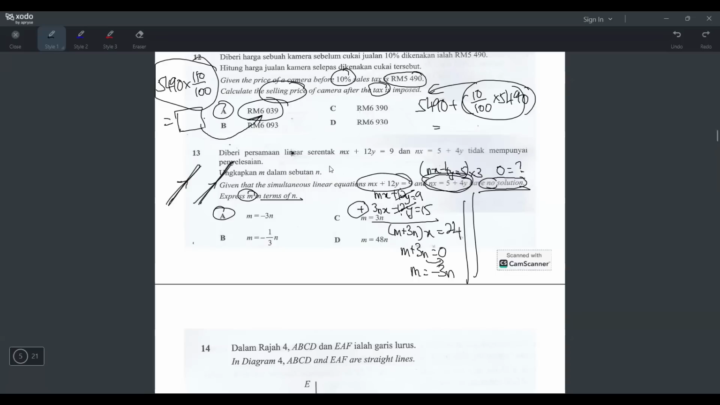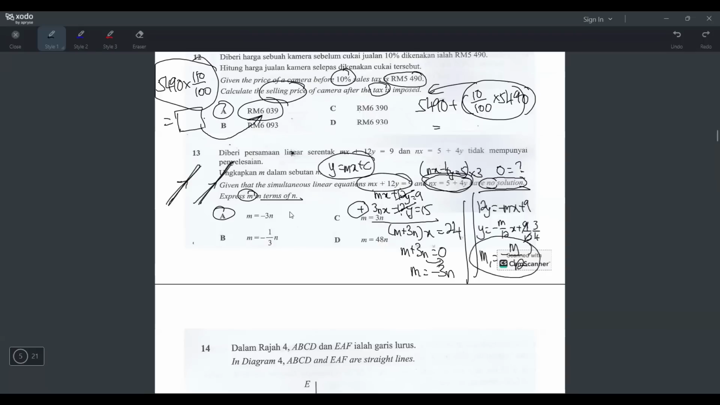How to find the gradient is you have to change it into y equals mx plus c, right? How do we make y single? 12y equals mx, move it over to become negative mx plus 9, right? The y has to be single, so divide by 12, so it becomes negative m over 12 x plus 9 over 12. The 9 over 12 can be cancelled to become 3 over 4, right? Is it correct? Yes, correct. But I don't care about the 3 or 4. I only want the gradient. So the first gradient is negative m over 12, right?